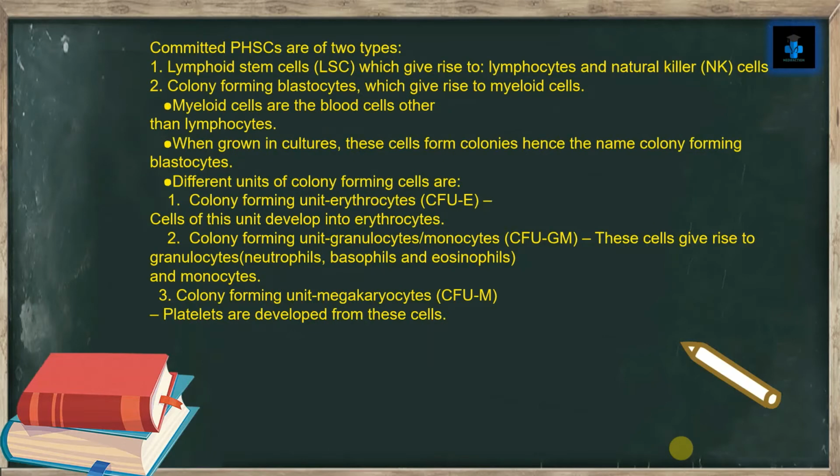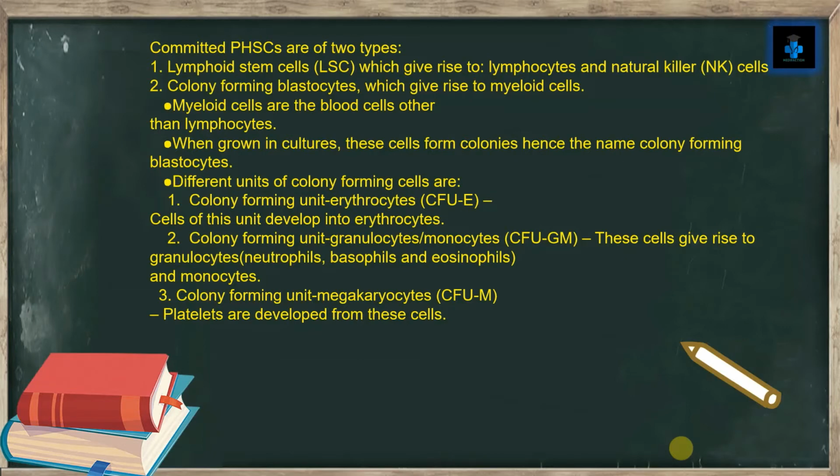Committed PHSCs are of two types. Number 1, lymphoid stem cells, which give rise to lymphocytes and natural killer cells. Number 2, colony-forming blastocytes, which give rise to myeloid cells. What are myeloid cells? These are the blood cells other than lymphocytes. When grown in cultures, these cells form colonies, hence the name colony-forming blastocytes.